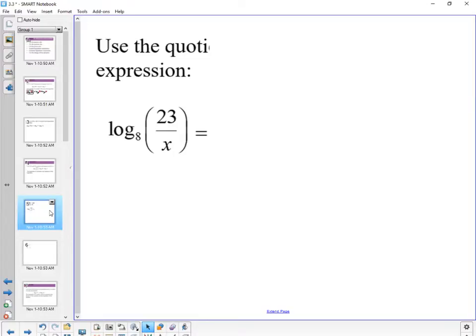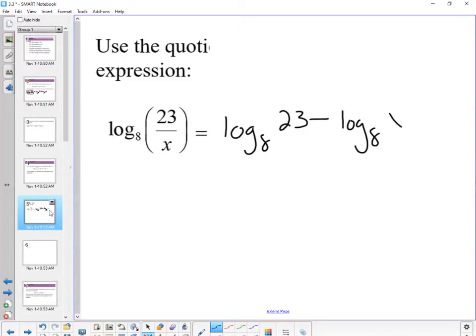So here's an example. I do have a quotient. I can express this as log base 8 of 23 minus log base 8 of x. Okay, alright, simple enough?